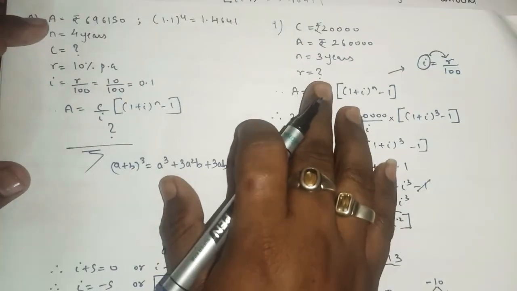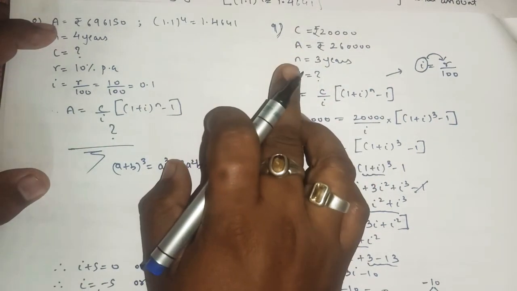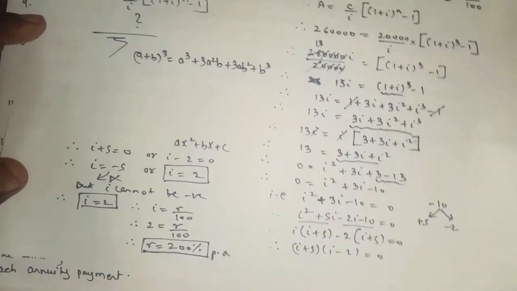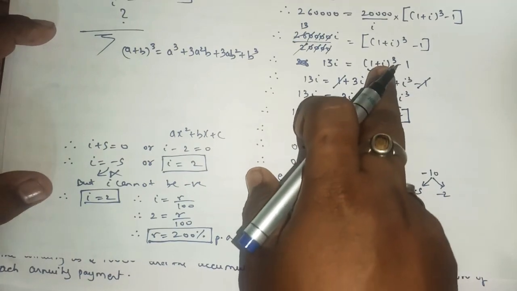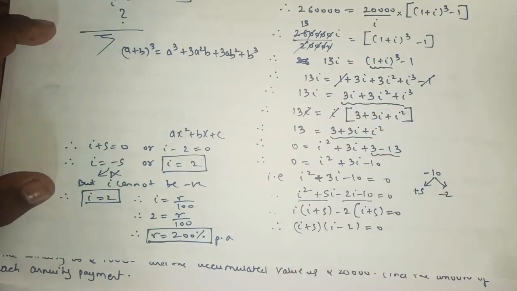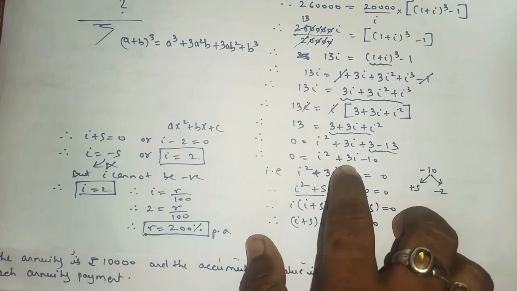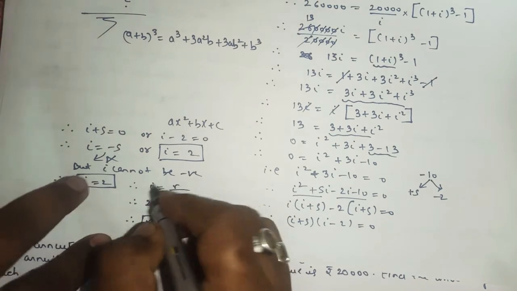Okay, so the question number 9th was a little different sum. Here, instead of finding C and A, we have to find the value of R. Apply the formula, substitute the values. Here we got this part, and this part looks like (a plus b) whole cube. After solving this part, here we got one quadratic equation. I hope you all might be knowing how to solve a quadratic equation by using the factorization method. Okay, and here we got the value of R.